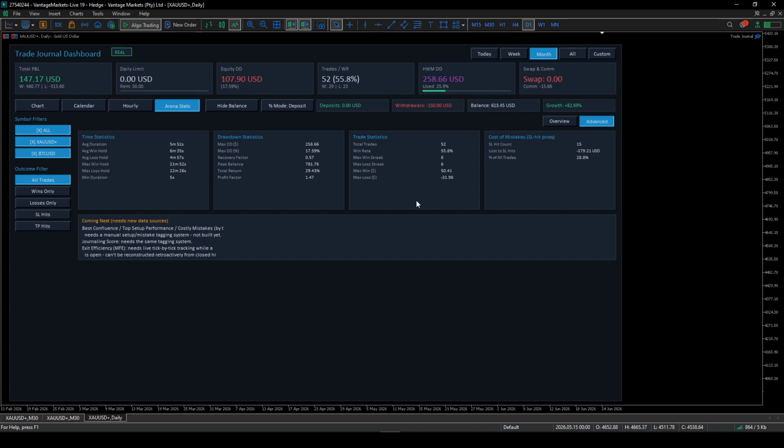And now if I go to the advanced tab, you will understand when you visit this. It's statistics like a full drawdown breakdown, win and loss streaks, biggest single win and loss, and the cost of mistake estimates based on your stop loss hit rate.